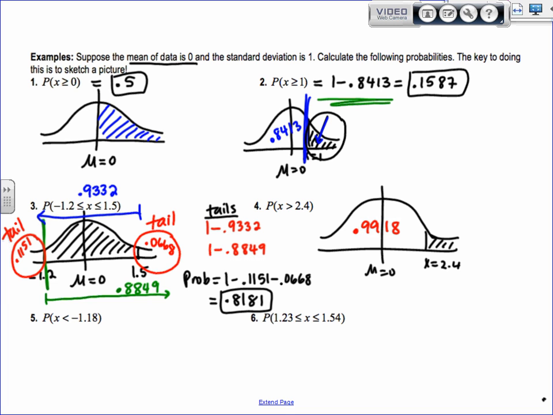The part that I shaded, I said x had to be greater than 2.4. So I need the other part. So what do I do? I do 1 minus 0.9918. And when I do that, I get 0.0082. That's my answer. That's the probability that I'd be in that little tiny area. 0.82% chance.